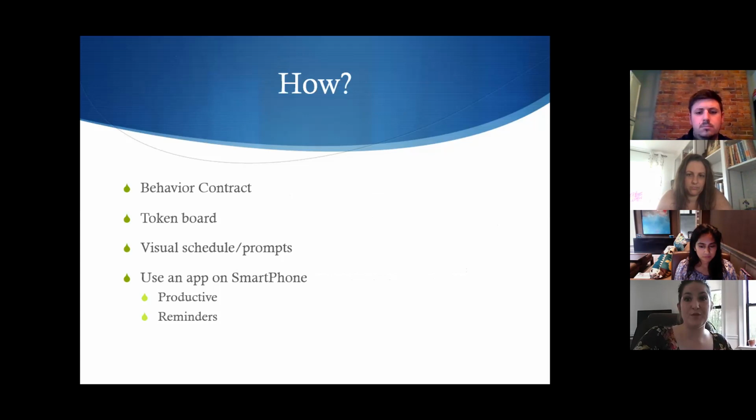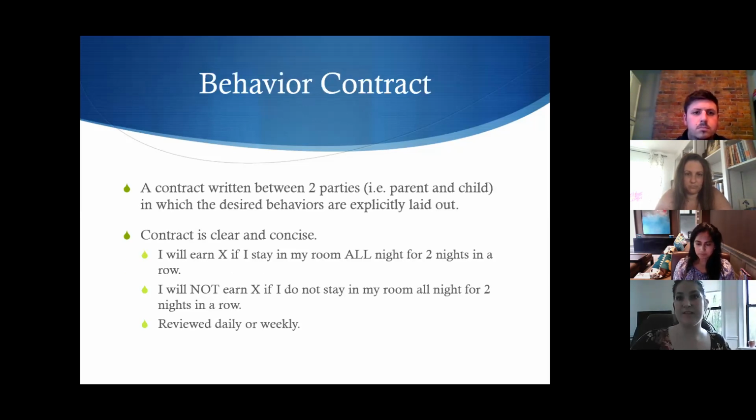So: a behavior contract, token boards, visual schedules. There are some apps that I also really like if you have a smartphone. I'm going to go through each of those. A behavior contract is just what it sounds like. I would usually use these with some of my older kiddos or young adults. It's a contract that is written between two people, typically the parent and the child. Sometimes I'll have contracts between the parent, the child, and the teacher at school.